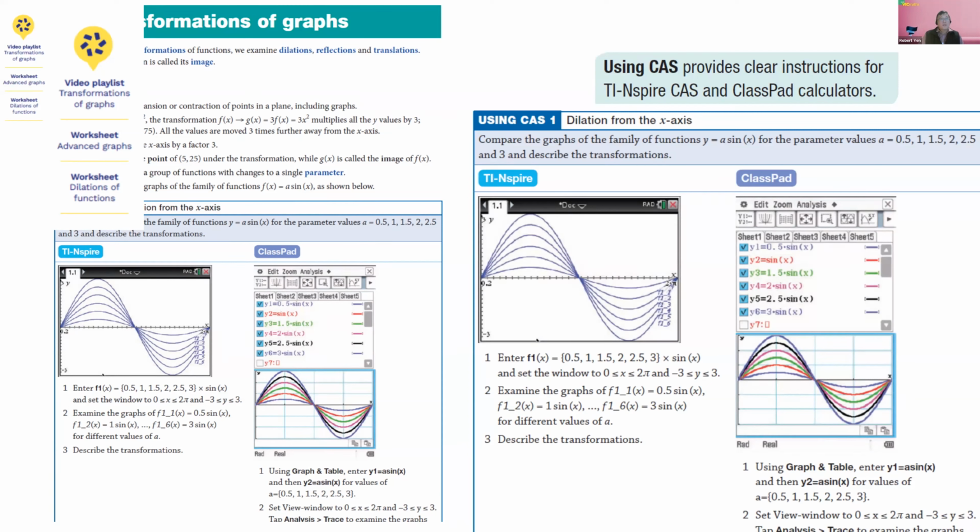So it provides instructions in both TI Inspire and ClassPad side by side. So we've tried to summarize the steps really concisely so that you can see those steps. So we've got an application of using CAS, and here it says using CAS to find dilation from the x-axis, and we've got the instructions listed side by side there. Okay, next page.